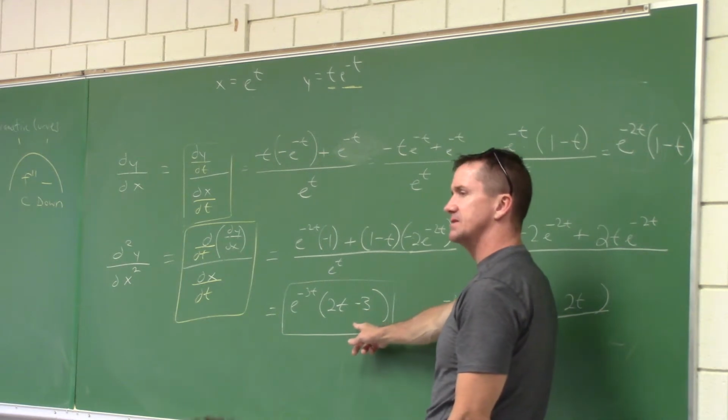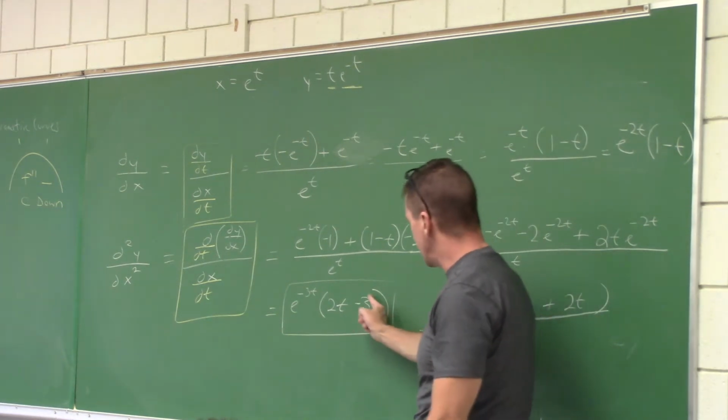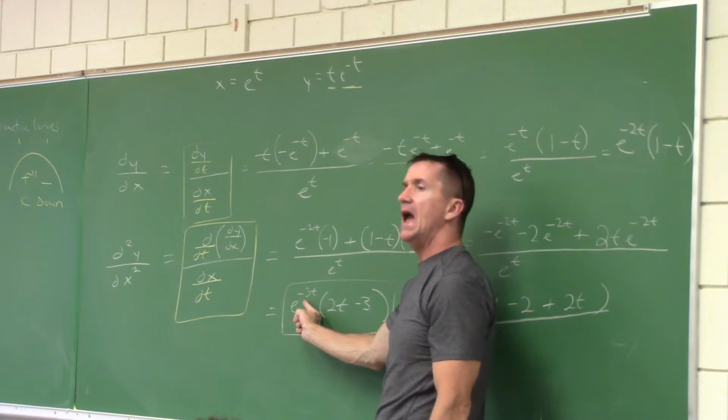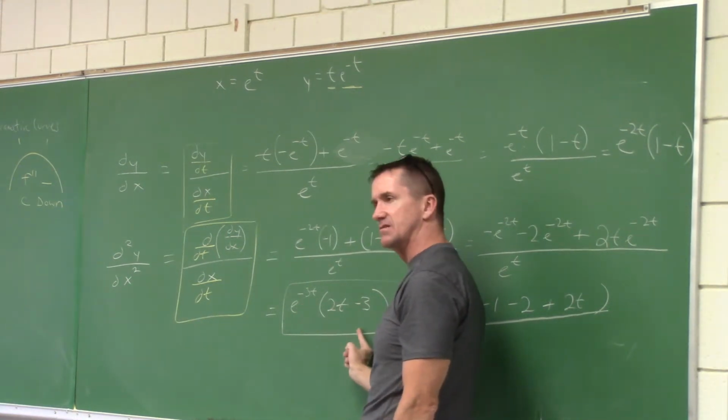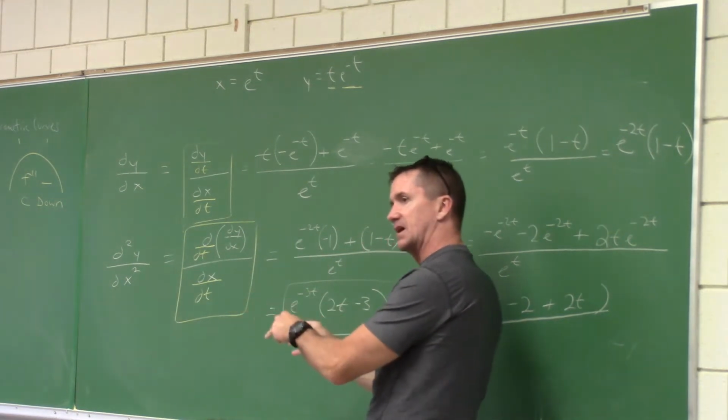Concavity should be okay on this. Everyone, there's a number here. Keep in mind, e to the anything is never 0. So can you help me figure out when this turns into 0? And then we can figure out when it's concave up and when it's concave down.